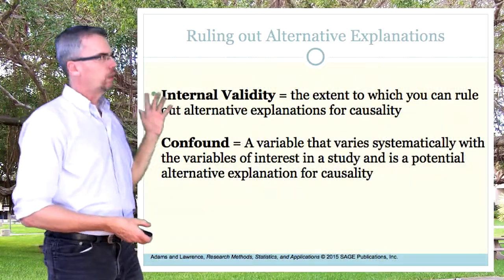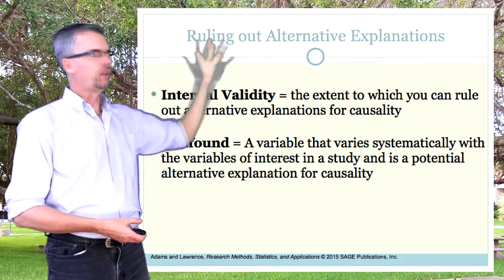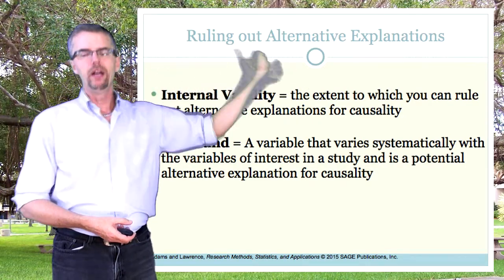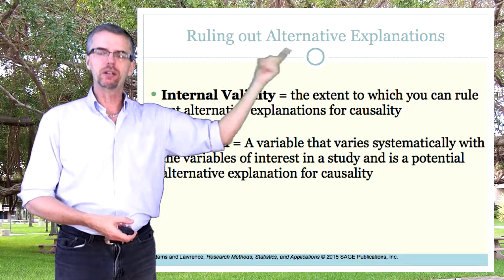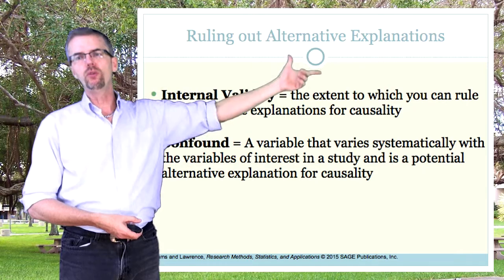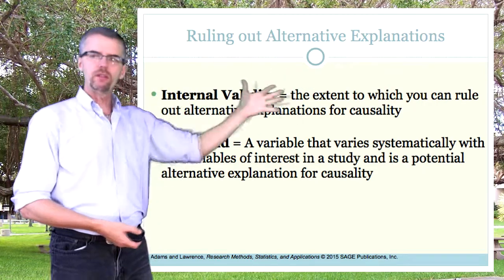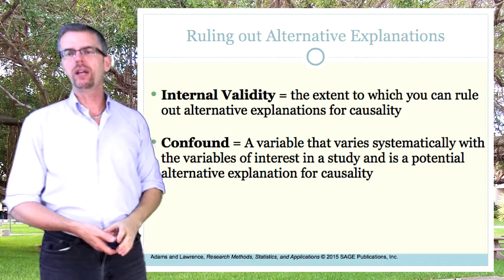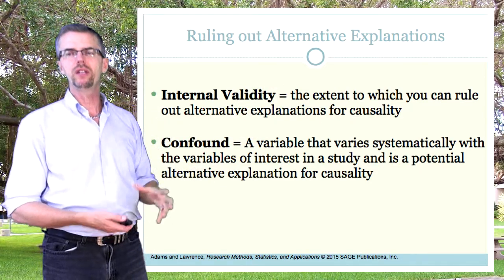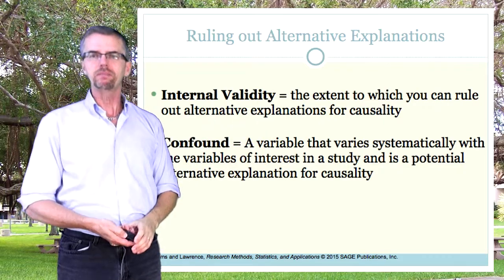So ruling out alternative explanations, internal validity is what you're after here. Now remember, internal validity increases at the expense of external validity. So internal validity is the extent to which you can rule out alternative explanations for causality. And a confounding variable is a variable that varies systematically with the variables of interest in a study and is a potential alternative explanation for causality.